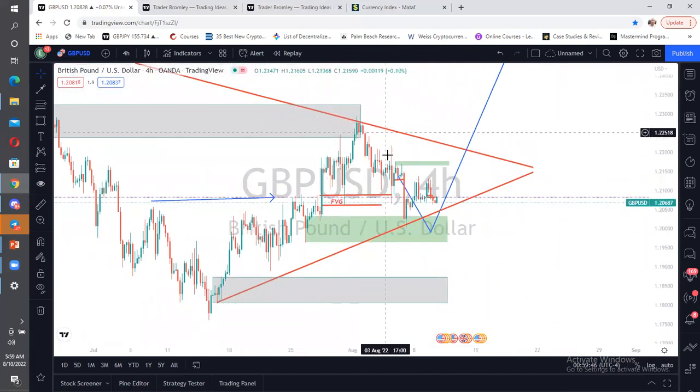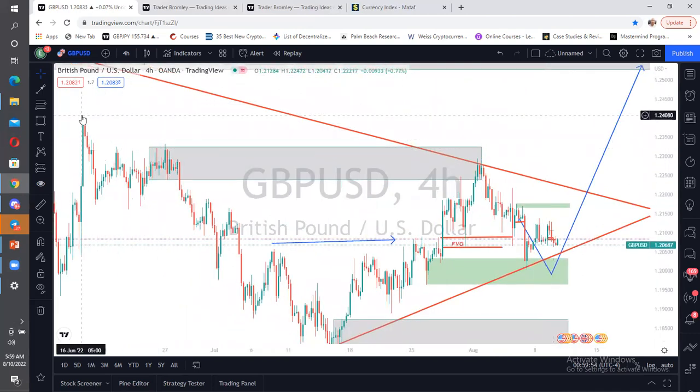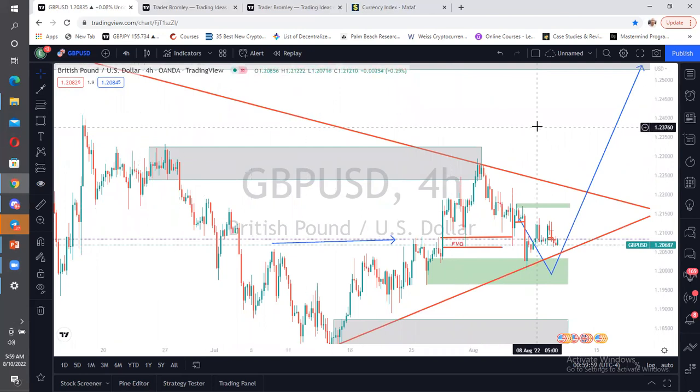All right, we just came back to this other block. I want to see them take away this liquidity up here. Then, these liquidities that are all lying here, I would like to see them take it away.